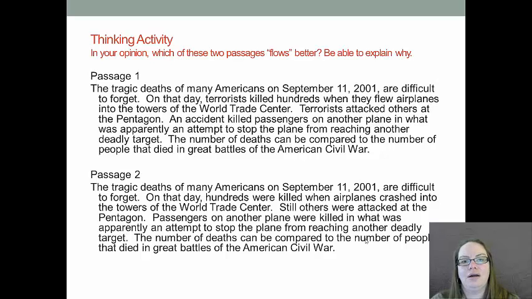So here we have two different passages, one that's focused on the active sentences, where we have to focus on the terrorists or the people who are performing the attacks, where we might choose to use passage 2 instead to focus on the victims or those who were killed during those attacks. My preference would be to go with something like passage 2 because I like to focus more on those people who died instead of giving attention or media attention to the terrorists. But that's a personal choice for me.